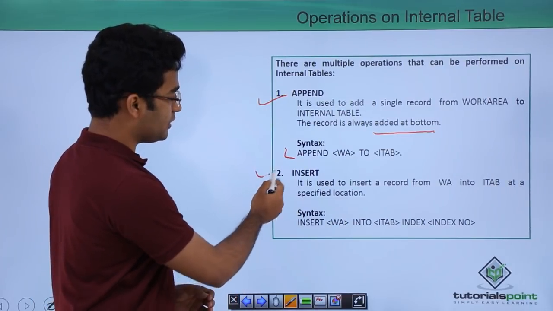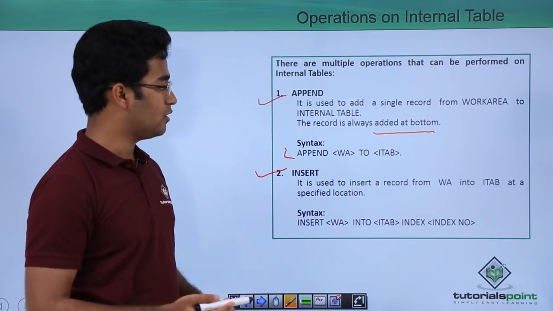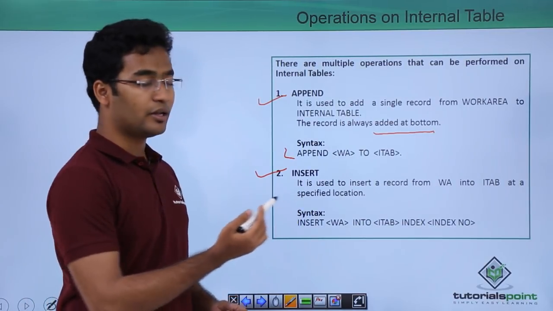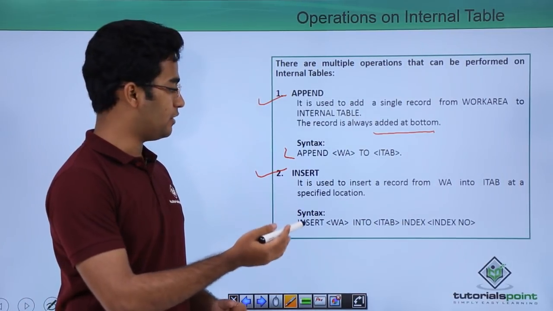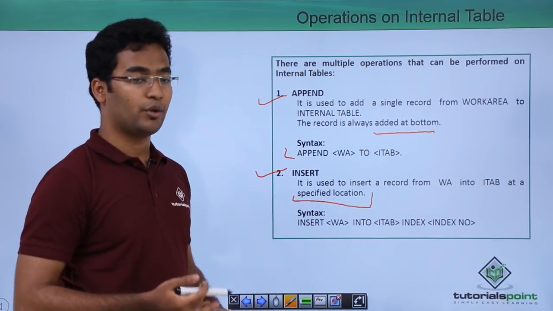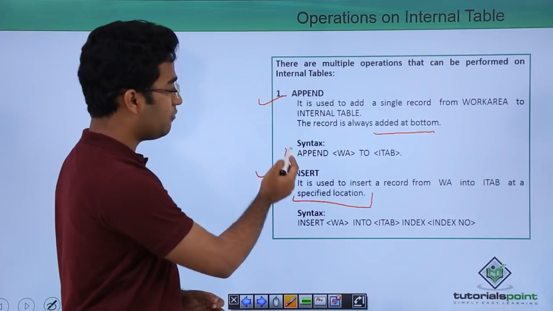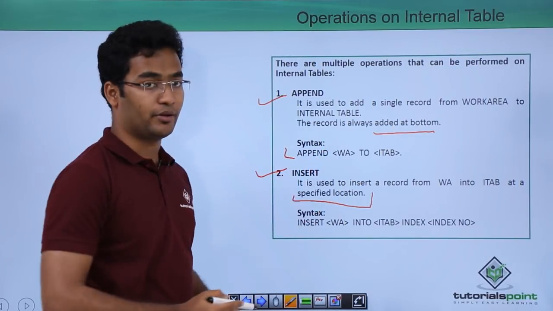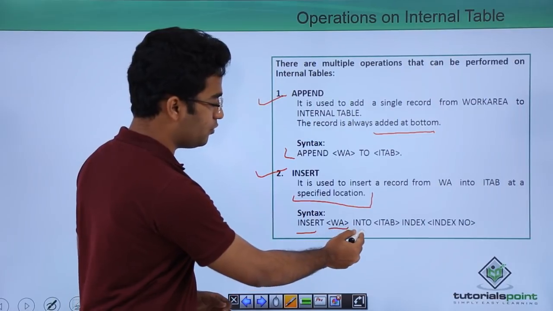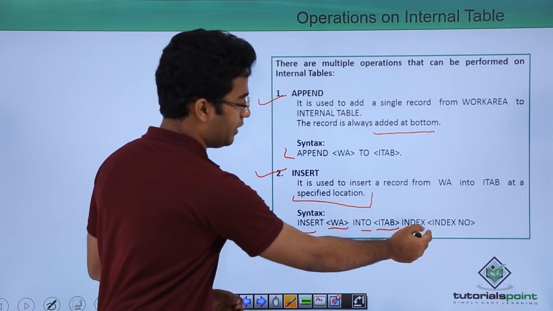The second operation that we have to perform is insert. It is also doing the same operation, that is to insert a record from work area to the internal table. But here we can specify the location where we have to insert it, but in append we had to insert it at the bottom itself. So this is the syntax, that is insert work area into internal table at index number this.